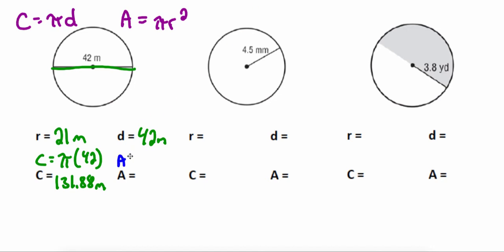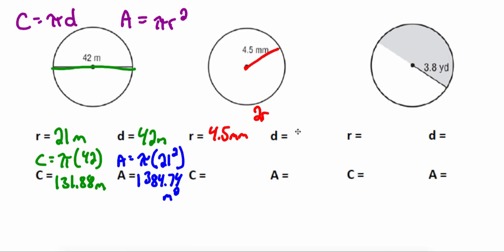For area, I'm going to do pi times the radius squared, 21 squared. So 3.14 times 21 to the second power gives me 1,384.74. We're dealing in meters, so meters squared. So let's try the next one. 4.5 is my radius. It's half the way across the circle. Diameter is radius times 2. So 2 times 4.5 is 9 millimeters.